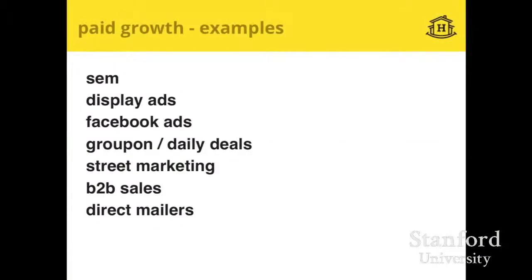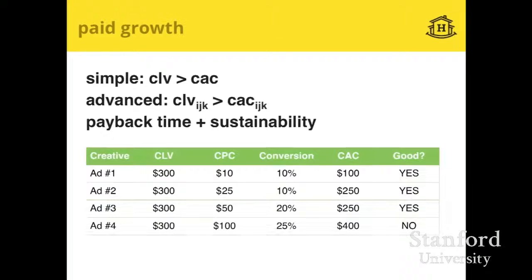And lastly, it's paid growth. Examples of paid growth are right here. These are the most obvious ones, but I'm sure you can think of more. Paid growth is basically, you happen to have money you can spend, you might have credit cards, whatever, but you can spend something to get users.